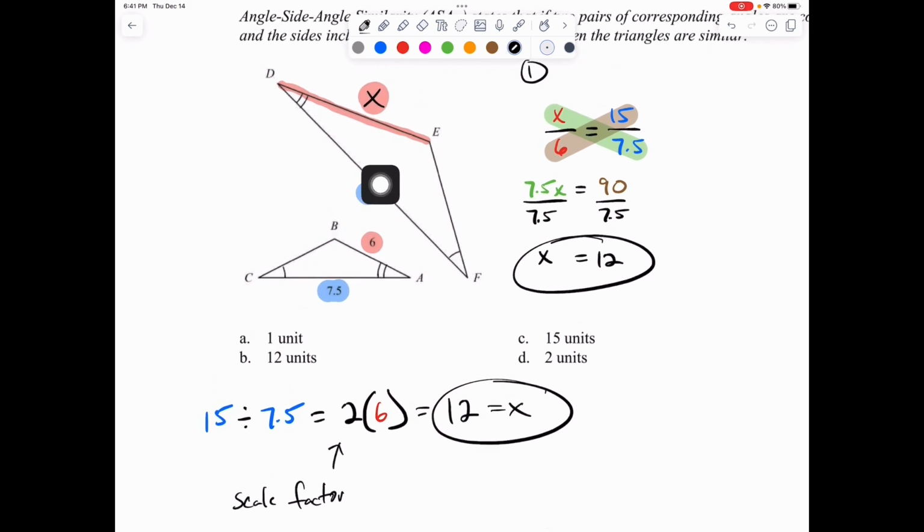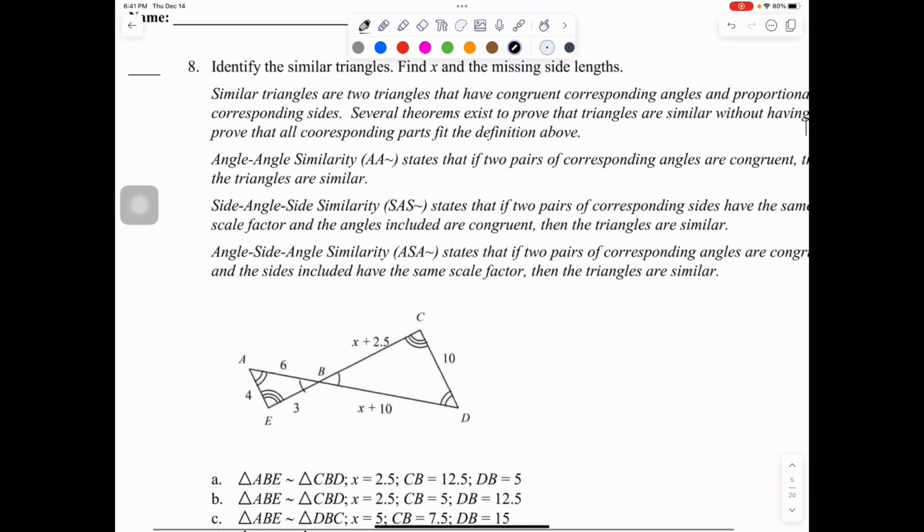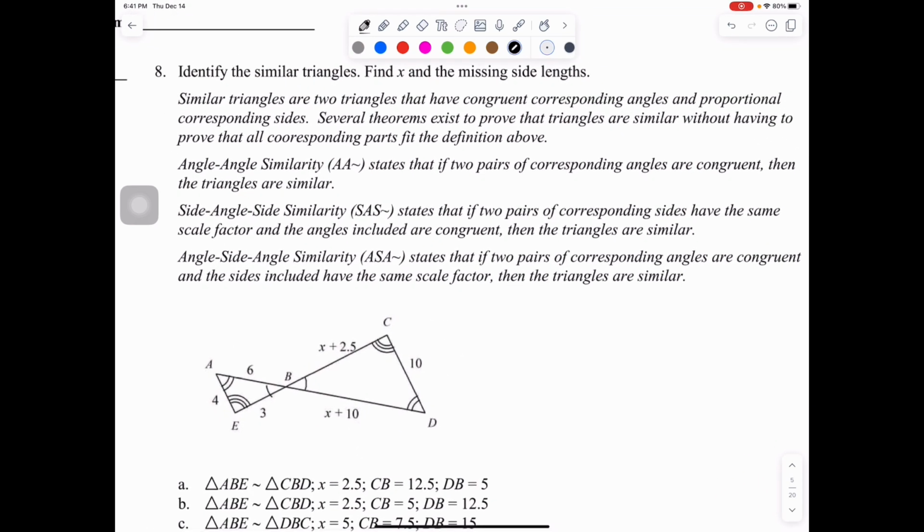Just identify. If we know they're similar triangles, they all will be proportional and share the same scale factor. They're all being multiplied by the exact same number. All right, let's go ahead and move forward. For number 8, I'm going to show you the scale factor route.